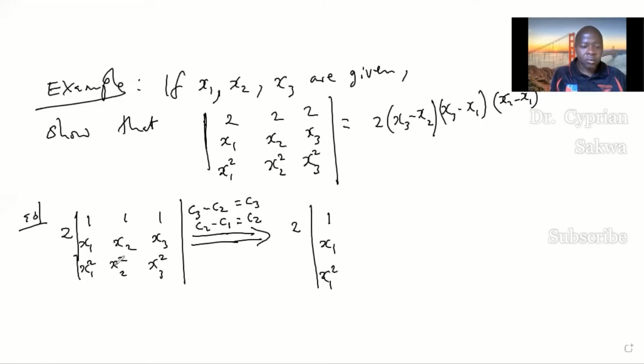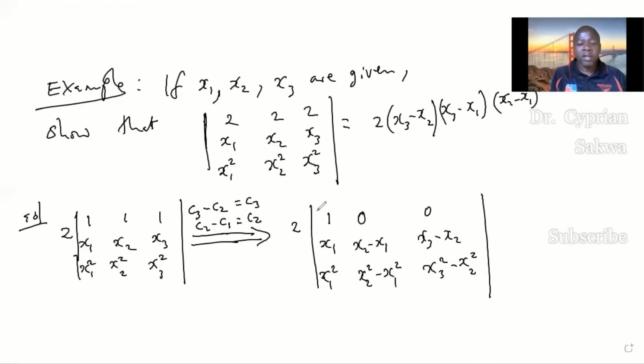Column 2 minus column 1 would give me 0 in this position. Would give me x2 minus x1 in this position. That will give me x2 square minus x1 square. What about column 3 minus column 2? Will give me 0 in this position. Will give me x3 minus x2, and will give me x3 square minus x2 square.